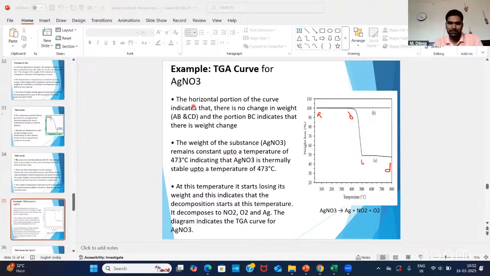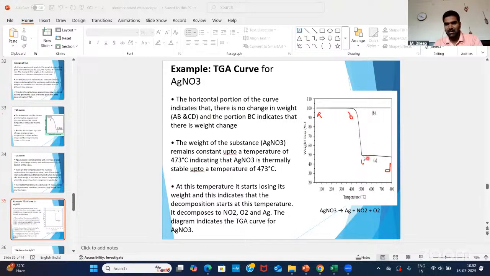So here, the horizontal portion of the curve indicates that there is no change in weight. From A to B, there is no change in weight. The first horizontal portion of the curve doesn't change with temperature up to B, right?